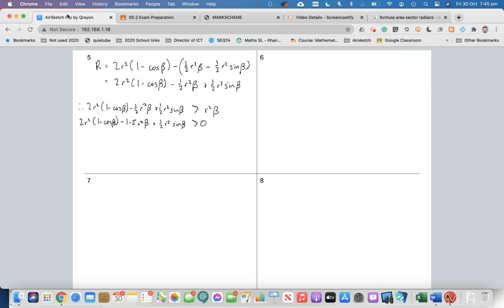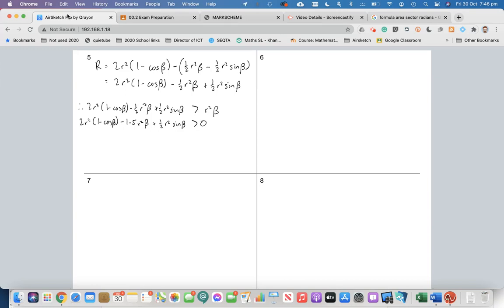I wonder why I'm doing this. Can you think of why? Give you a moment to pause and think. I'm doing all of this because I'm going to utilize the same technique as I did in part B. If I can get an equation equal to 0, or in this case greater than 0 for an inequation, then I can graph that, and I can utilize that to work out the value of beta.